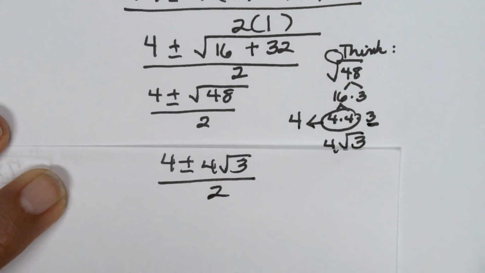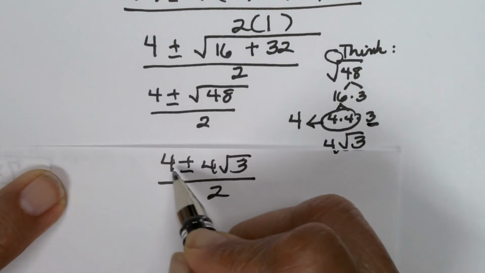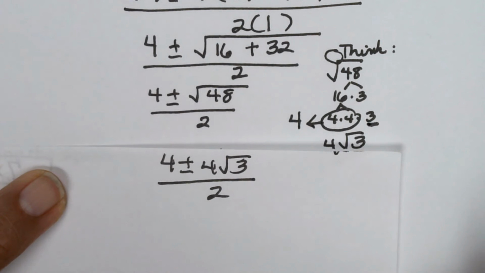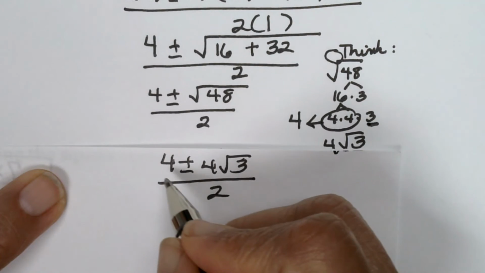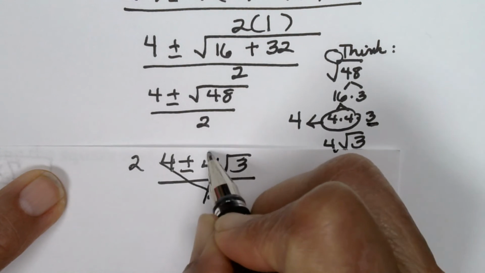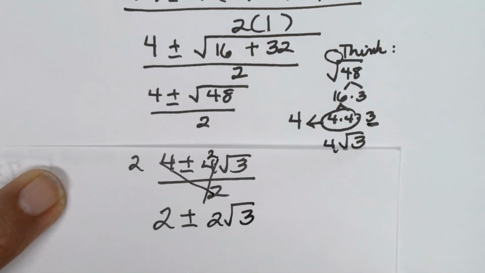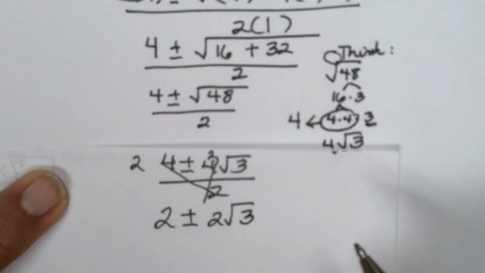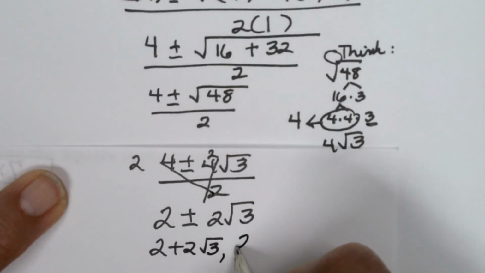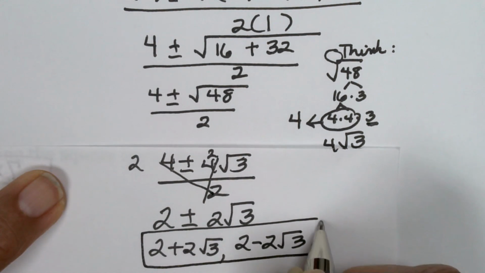Now the question is, can we reduce this? When you look at this problem, if your denominator can divide or simplify with each one of these terms, then yes, you can reduce this. It has to go into both of them though. It can't just go into one. 2 goes into 4 2 times. 2 goes into 4 2 times. Okay. So this is my final answer. Now Pearson might want you to write this separately, so I would have 2 plus 2 square roots of 3, comma 2 minus 2 square roots of 3. And that would be my final answer.